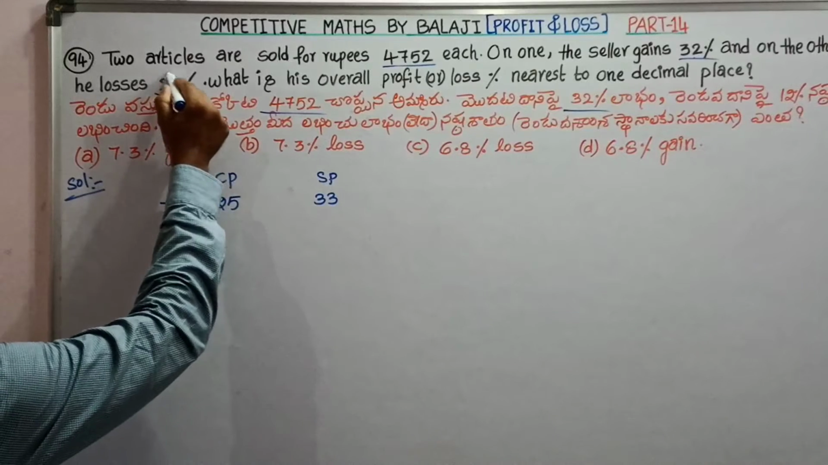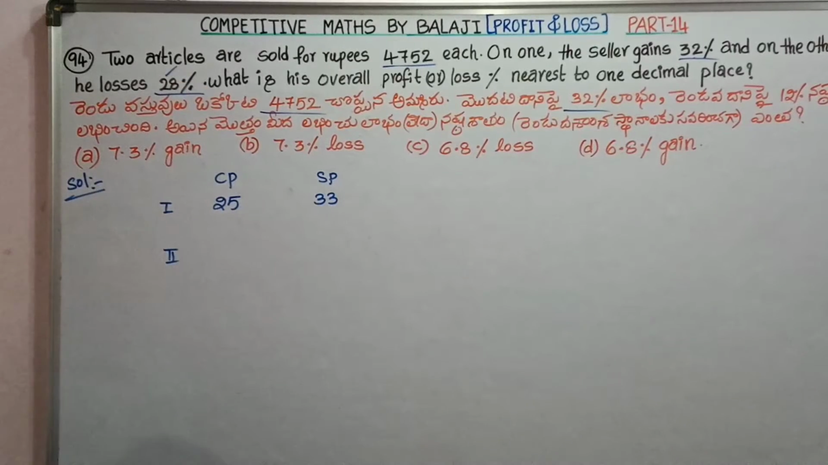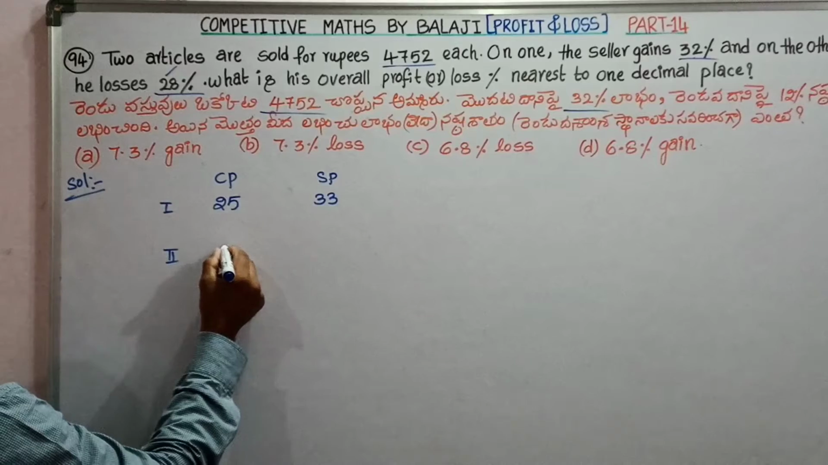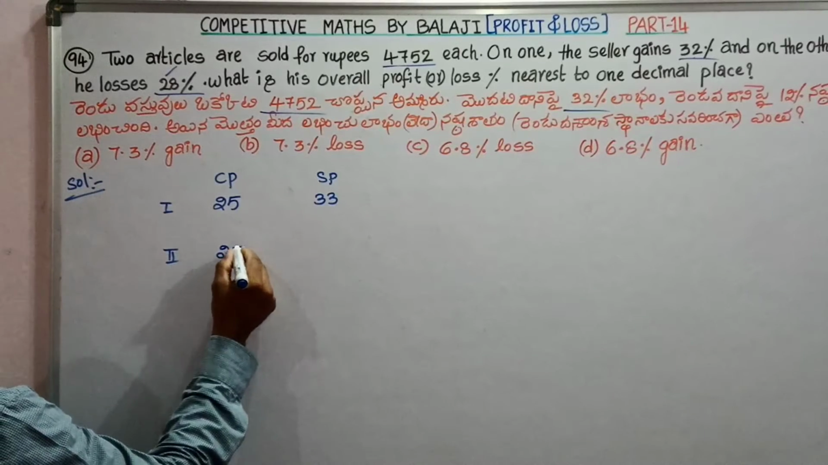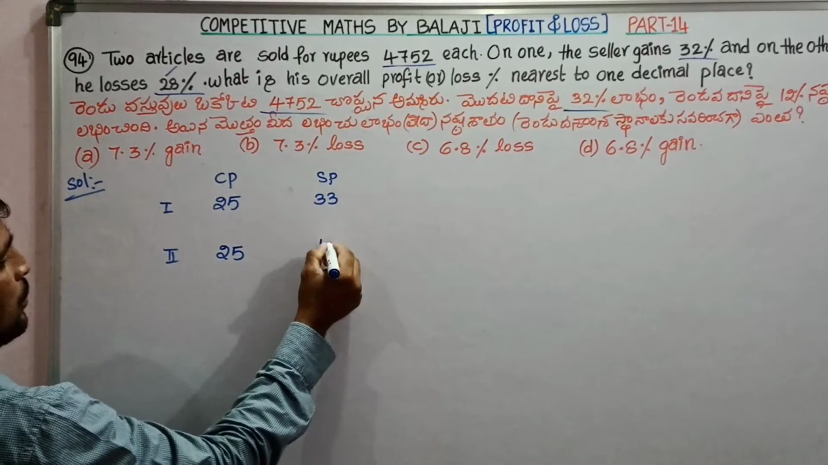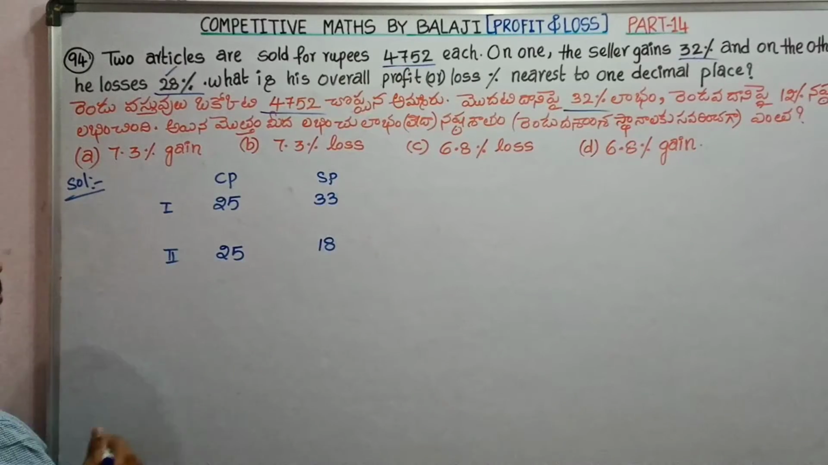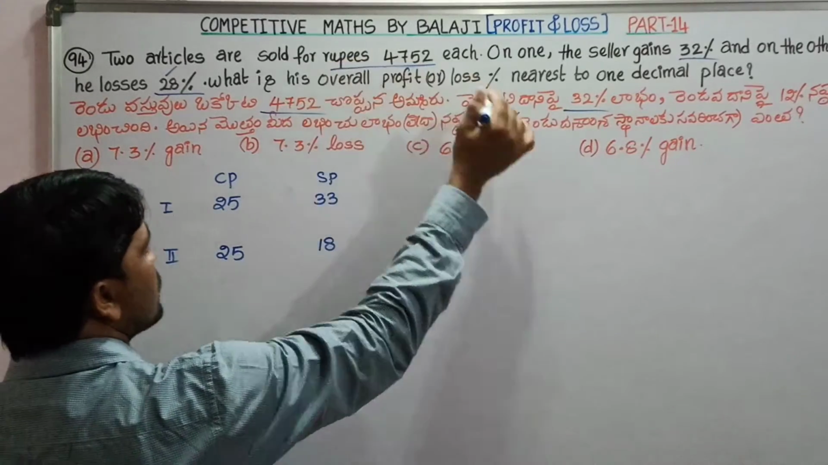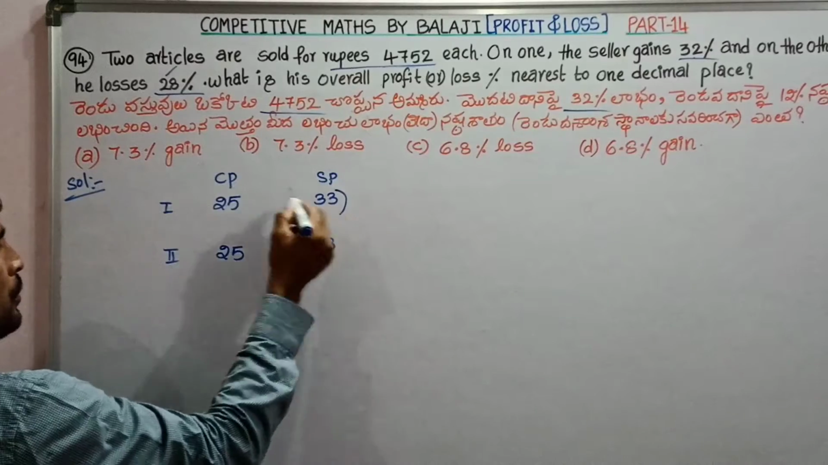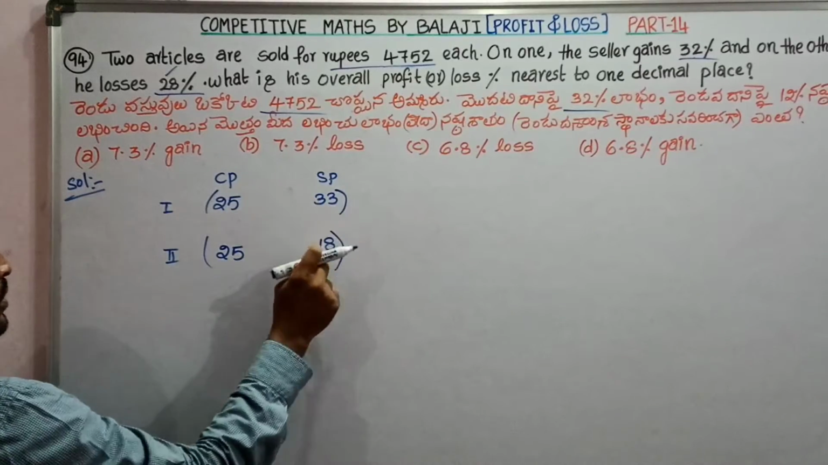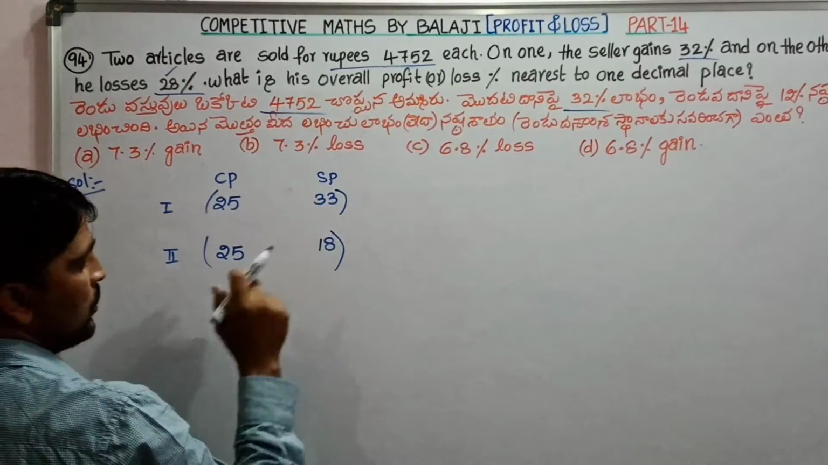And on the second one, he loses 28%. 28% means 7 by 25. That is, if the cost price is 25 units, there is a loss of 7 units, so the selling price is 18 units. But the case is that the selling price of each article is equal, so we have to equate these two numbers, that is, the SP of both articles.